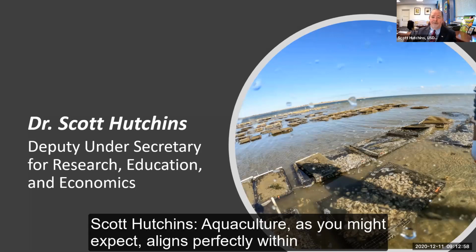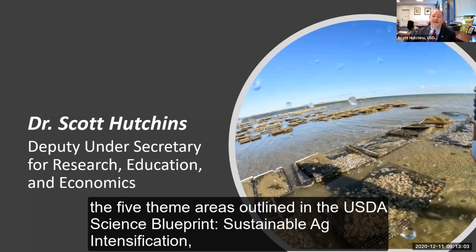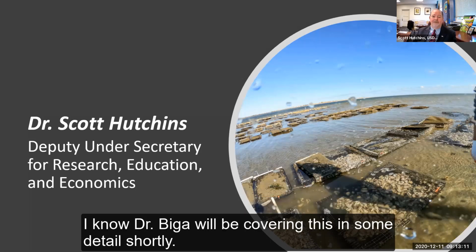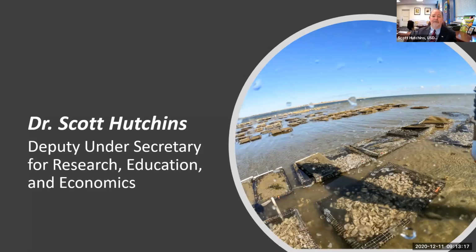Aquaculture, as you might expect, aligns perfectly within the 5 theme areas outlined in the USDA Science Blueprint: sustainable ag intensification, ag climate adaptation, food and nutrition translation, value-added innovations, and ag policy leadership. And I know Dr. Biga will be covering this in some detail shortly.